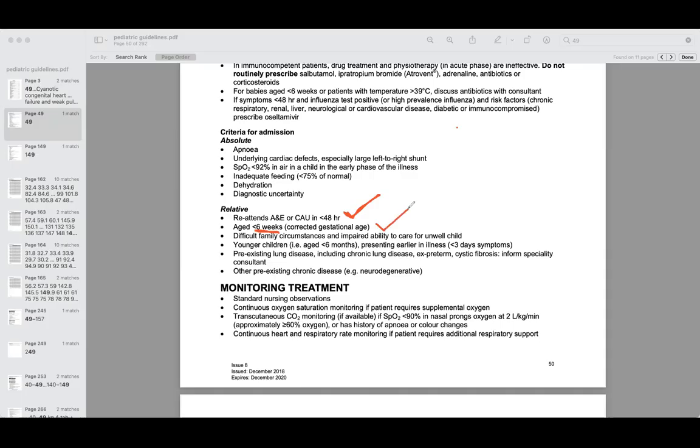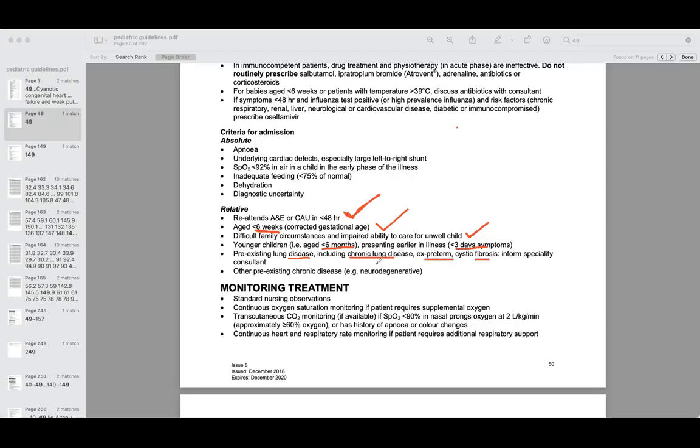Tachycardia, hypotonia, tachypnea. So for less than 6 weeks, you should involve your consultant, and they may need antibiotics. Difficult family circumstances and impaired ability to care for the unwell child, that is social problems. And a younger child less than 6 months presenting earlier in illness, deteriorating, is also relative. And pre-existing lung disease, including chronic lung disease, ex-preterm, cystic fibrosis.